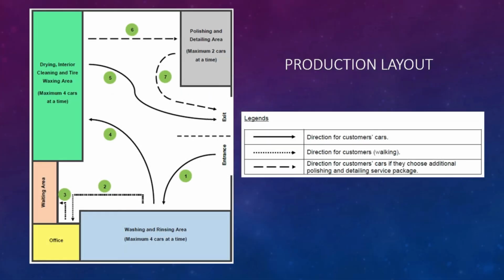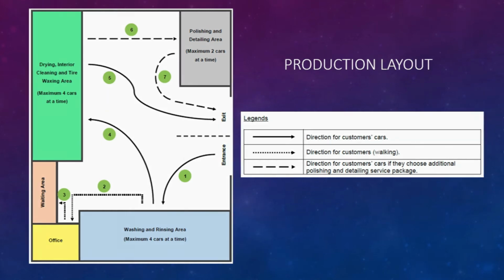Hi, my name is Muhammad Nazif Hamzah, and I'm going to explain about the car wash production layout. From the figure, it is shown that it has 5 workstations, which are the washing and rinsing area, office, waiting area, drying, interior cleaning and tire waxing area, and last but not least, the polishing and detailing area.